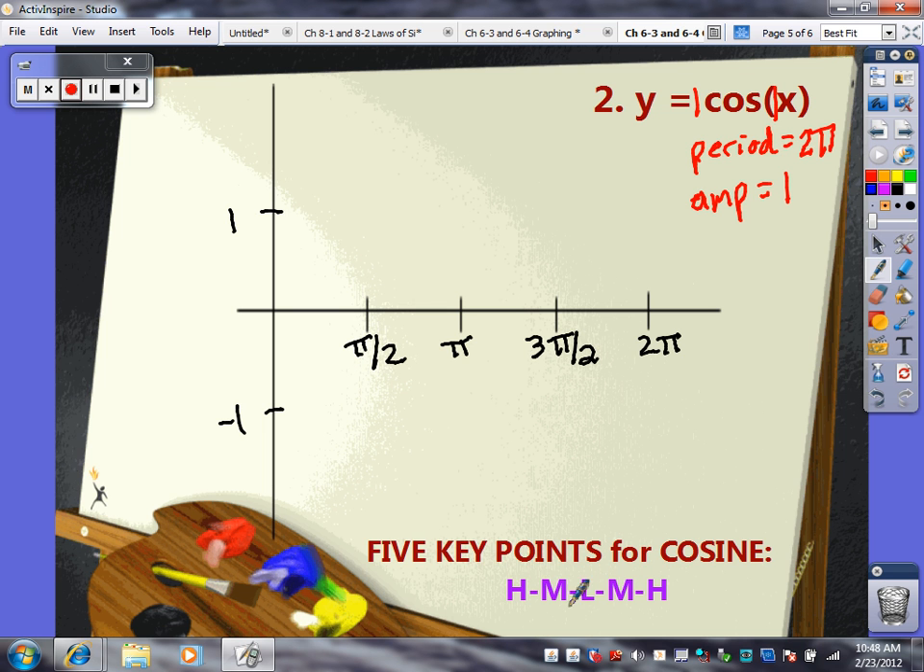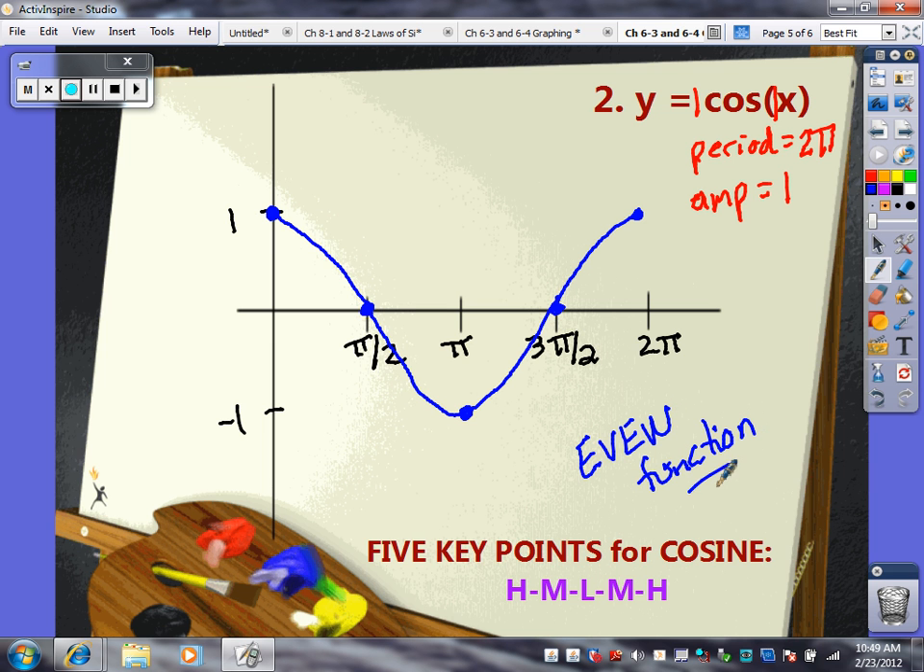Now cosine key points, they start high, so they go high, middle, low, middle, high. High, middle, low, middle, high. So we go high, middle, low, middle, high. Now be careful, this is not a V, it's a curved shape, so don't make it look like a V. Hopefully you can do better than me. And again, this would just keep going on each side. Now this is an even function because it has symmetry across the, hopefully you said, y-axis.